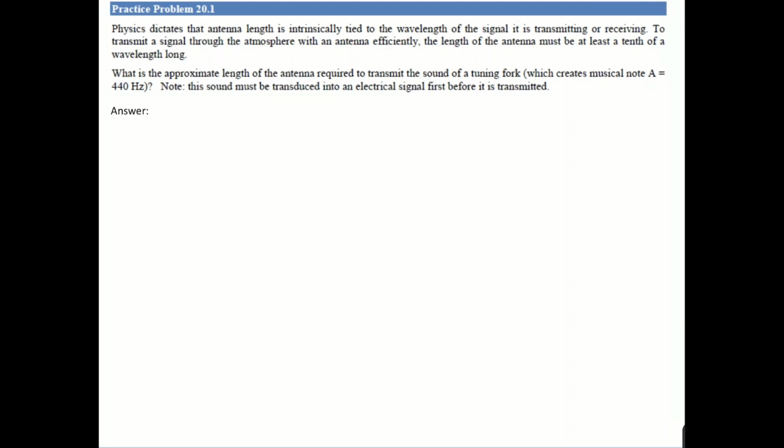So we see here that we have a tuning fork, and that tuning fork creates a 440 hertz signal. If we were trying to transmit that on an antenna, we're going to try and see how big that antenna would have to be if it only has to be 1/10 of the size. So key here are 440 hertz, and our antenna is 1/10 the wavelength, lambda. So what I want you to do is go ahead and pause the video, come back, and we will work through that problem.